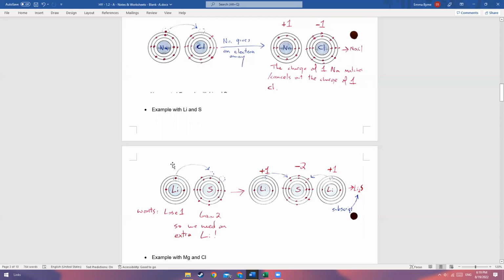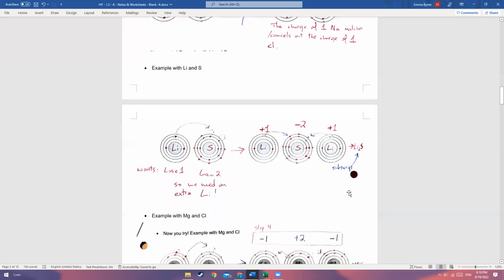Lithium started out as neutral. It gave away an electron, so it's +1, and it's the same thing on the other side. However, sulfur has now accepted 2 electrons. So its net charge is now -2. And so because if lithium is only worth +1, you will need 2 of them to cancel out the -2 from the sulfur. So that's why we've got Li2S.